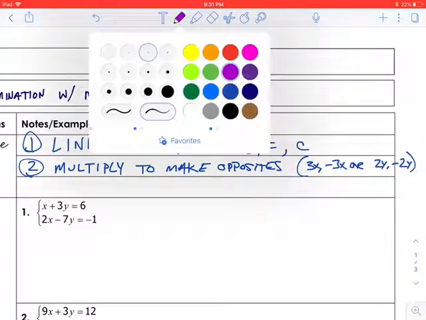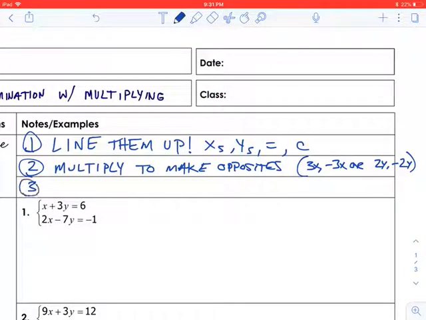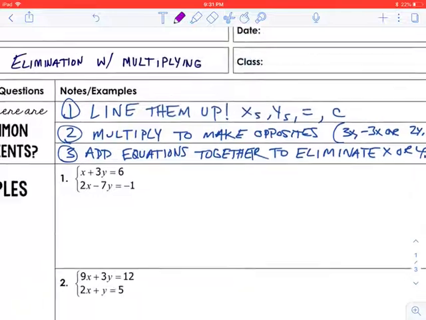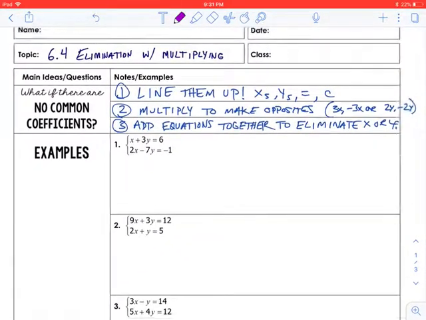Okay, and so step 3, add equations together. Add the equations together to eliminate x or y. And then from there, you just use substitution again, just like we did yesterday. Okay? So let's go through some examples here.